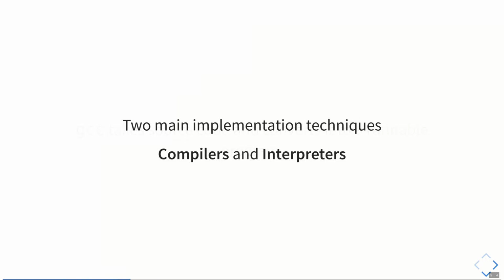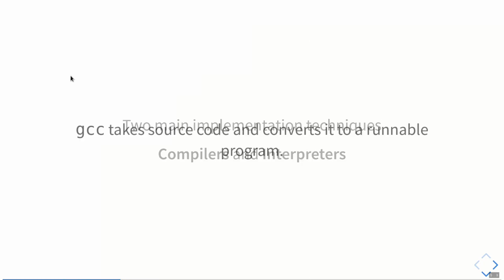So what turns GCC into a runnable program? That's a good question. Does anyone know what language GCC is written in? Okay, it could be written in assembly, it could be written in C. GCC, as it currently stands, is written in C. So what translates GCC into a runnable program?